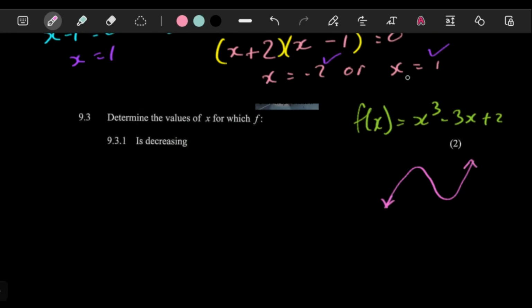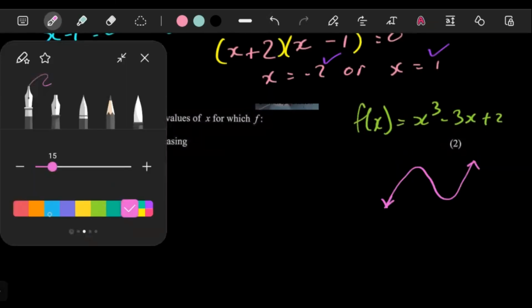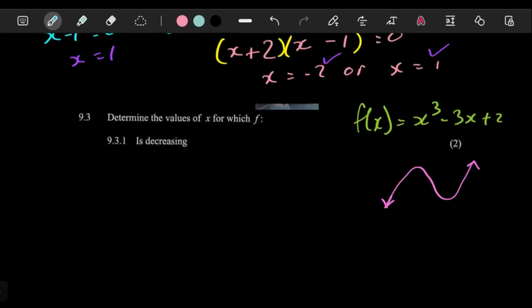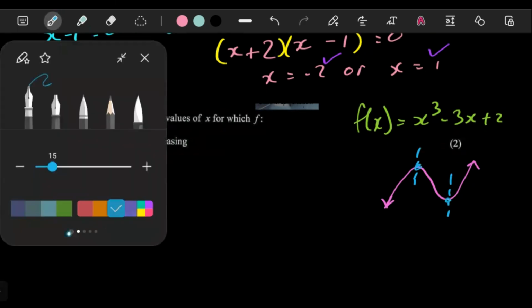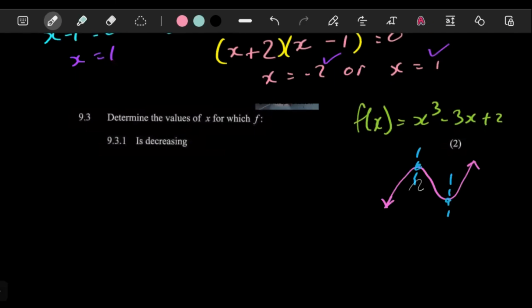So with that being said, we need to keep in mind the following. This graph is going to be decreasing from one turning point up until the other turning point. What we do know is the first turning point is -1, the other one is +1. So this is decreasing where x is bigger than -1 but smaller than +1.